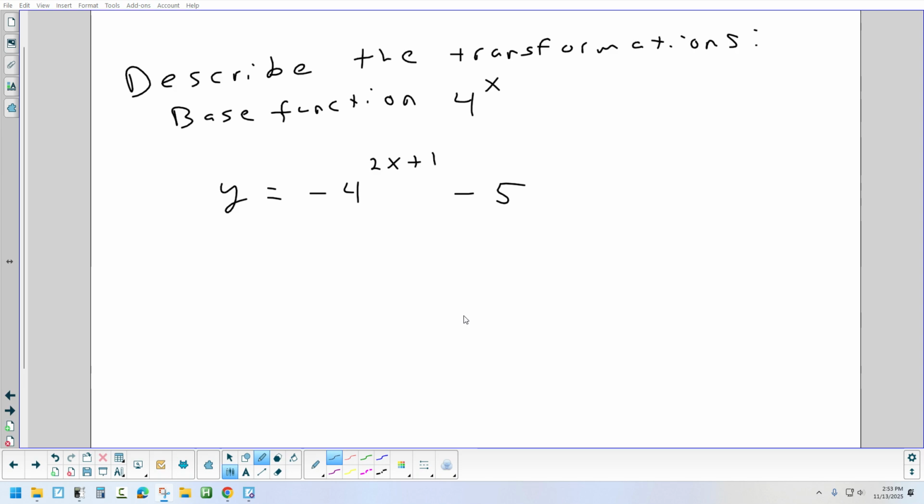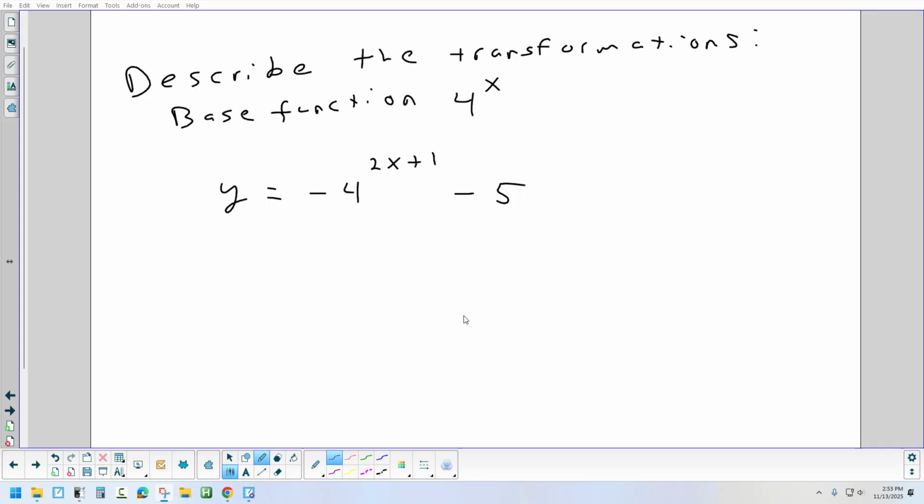Layla, what do you think? How many transformations? 4. Yeah, we have 4. Okay, there are 2 that are going to affect the horizontal and 2 that are going to affect the vertical. What number are we going to focus on for our first transformation?